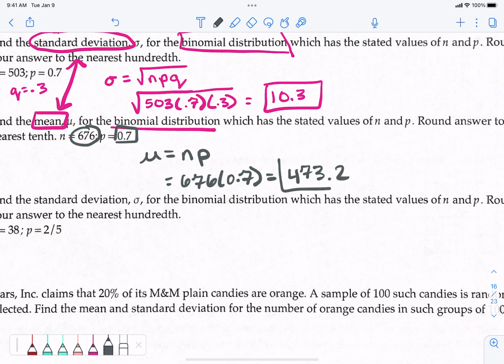473.2. Now, we don't necessarily know that we're talking about people here, so I'm going to leave that 0.2 on there. If we were talking about people, we would maybe round to the nearest whole number or whatever. But 473.2 we'll just leave. That's the average number if 70% of them are doing a certain thing. You see how that works?